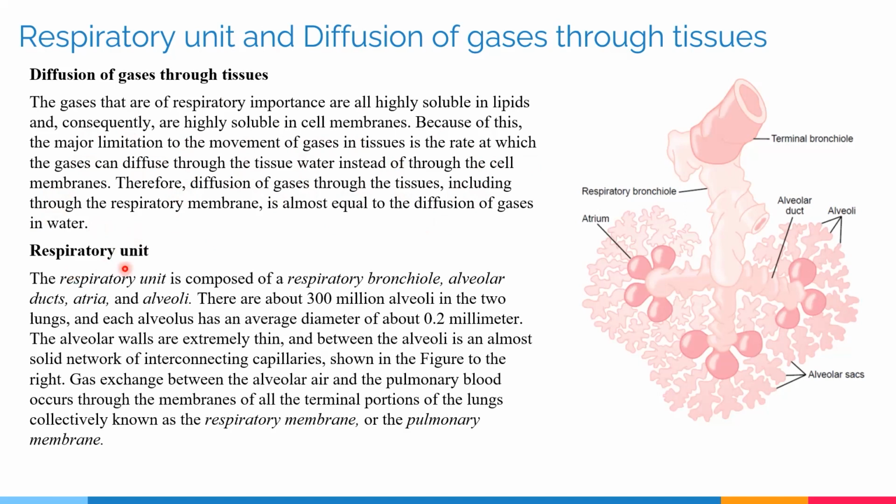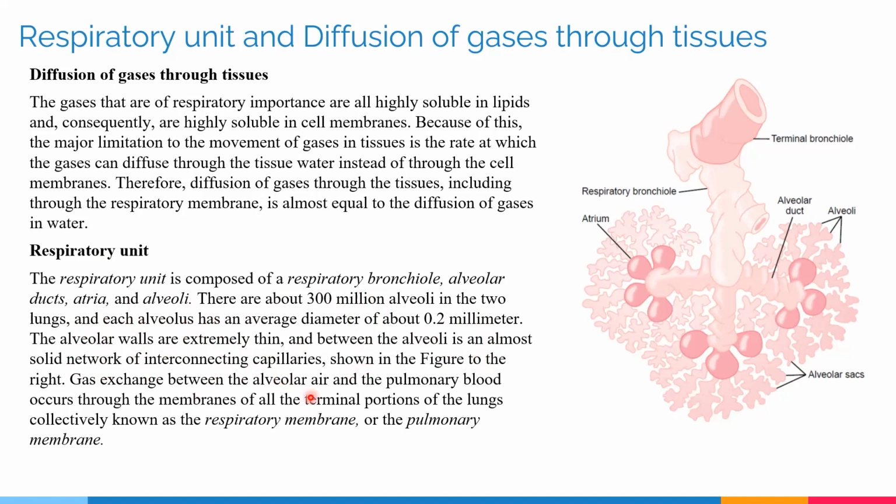Next, we look into the respiratory unit. The respiratory unit is composed of a respiratory bronchiole, alveolar ducts, the atria, and the alveoli. There are about 300 million alveoli in the two lungs, and each alveolus has an average diameter of about 0.2 millimeters. The alveolar walls are extremely thin, and between the alveoli is an almost solid network of interconnecting capillaries, which is shown in the figure on the right.